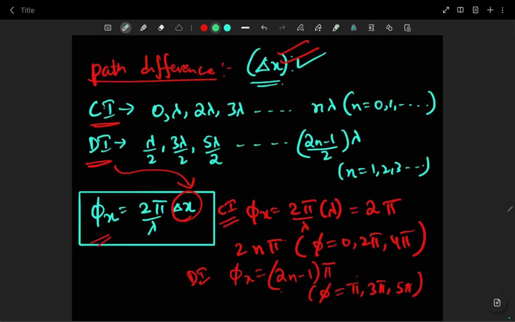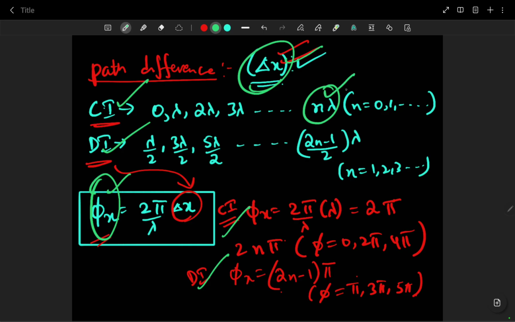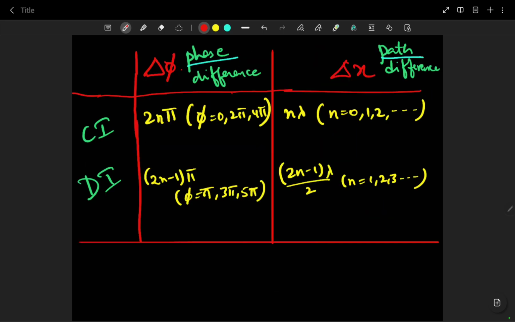So I want you to note down these conditions correctly in your notes right now. Phase difference, that is delta phi, what is it for constructive and destructive? And path difference is delta x, what is it for constructive and destructive? You should know the forms. n lambda for constructive, (2n minus 1) by 2 lambda for destructive, right? And also don't put the bracket around this whole thing, it is only for 2n minus 1. And then these two conditions as well, 2n pi is there, and (2n minus 1) pi is also there. So this is the summarization of the things.